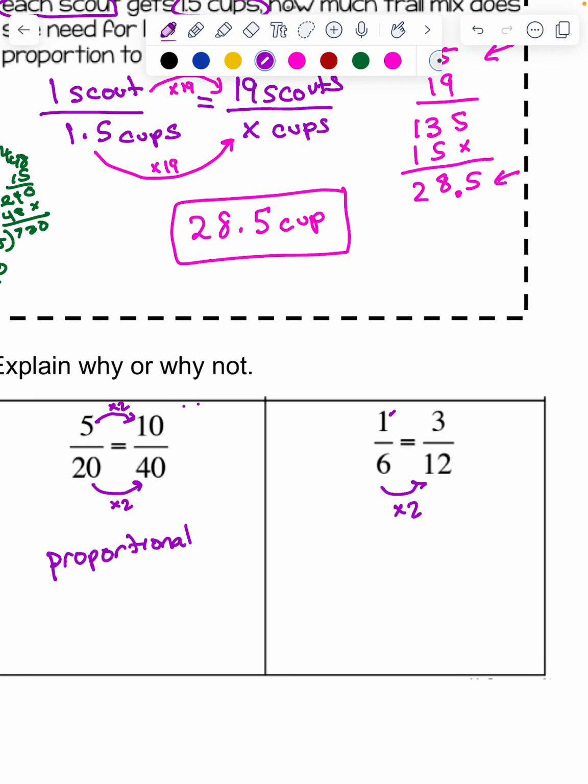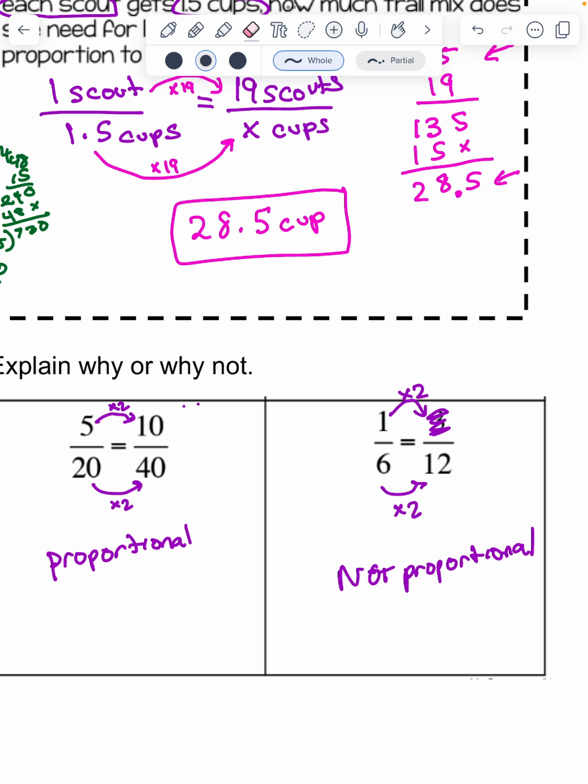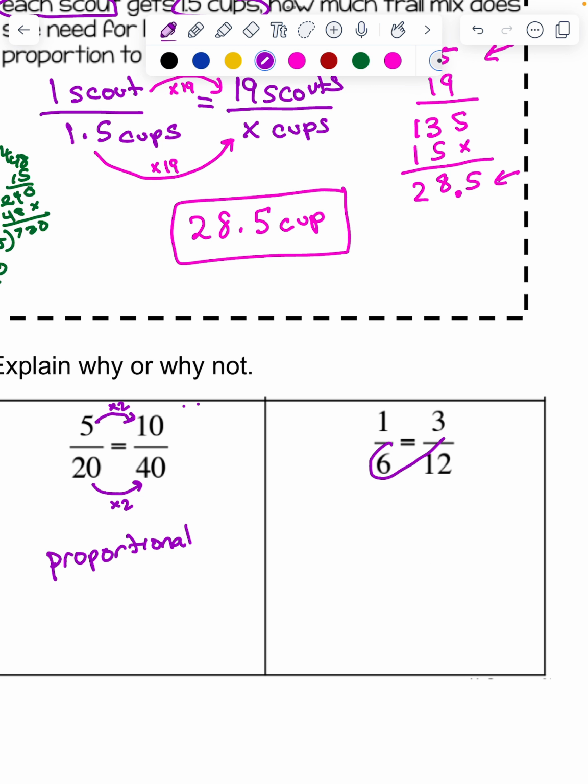times 2, times 2, 1 times 2 is not 3, so that would be not proportional. The other way I could do it is 6 times 3 is 18, 12 times 1 is 12. They are not proportional.